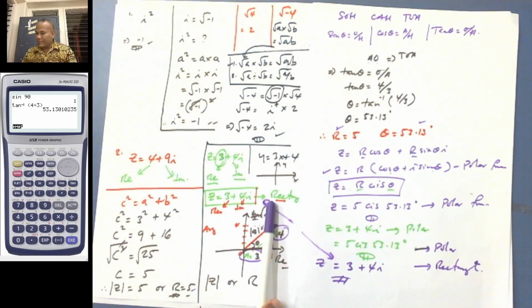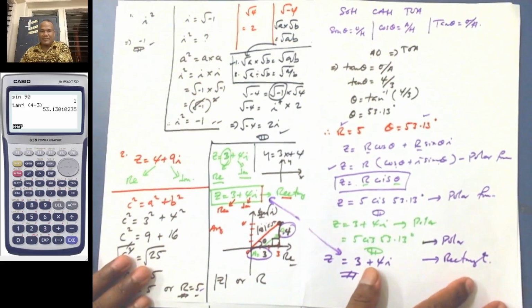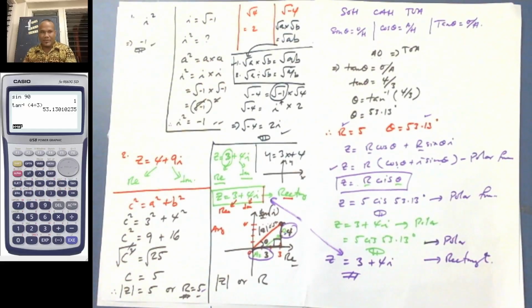Rectangular to polar, and polar back to rectangular. That's the conversation regarding polar and rectangular. We'll use this inside. Okay, those are the additional information that I want you to understand before we move on. Remember, we'll use this inside.